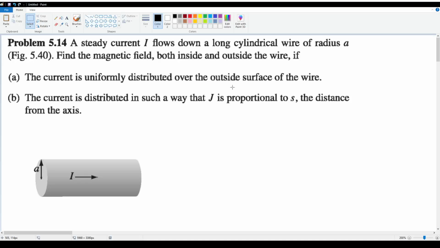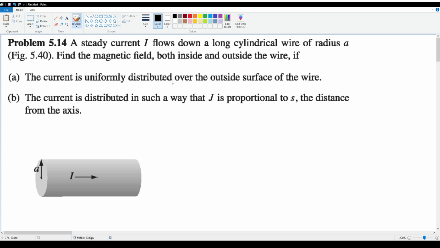Alright, so I'm going to be looking at problem 5.14, which is a steady current flows down along a cylindrical wire of radius A, as shown in this figure, and we're asked to find the magnetic field both inside and outside the wire, if the current is uniformly distributed over the outside surface of the wire, and if the current is distributed in such a way where J is proportional to S, so it's a current density in that case.